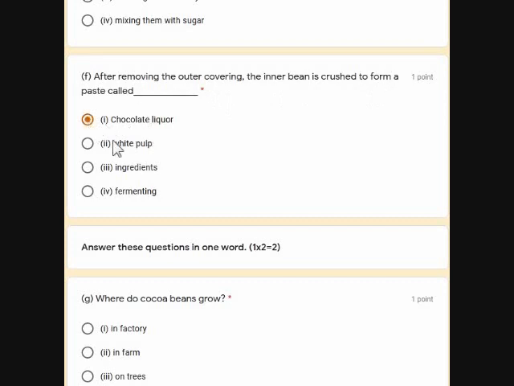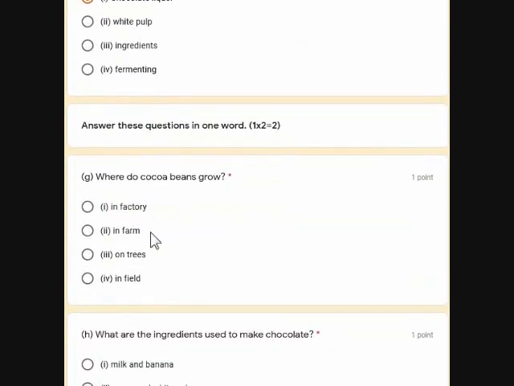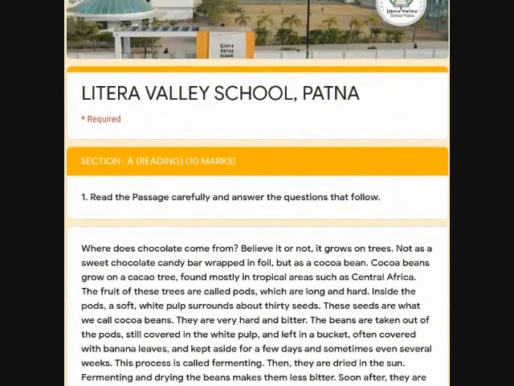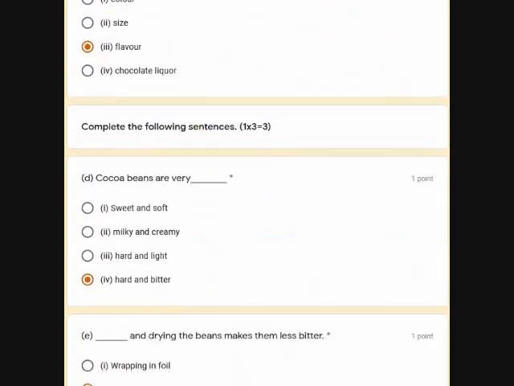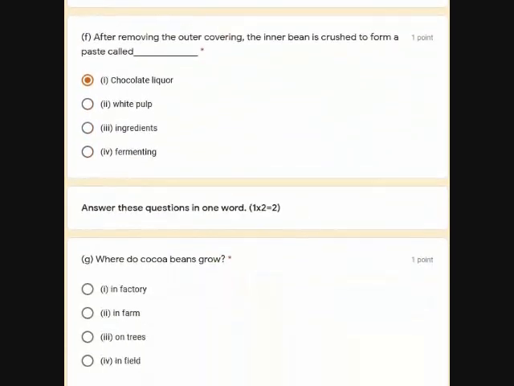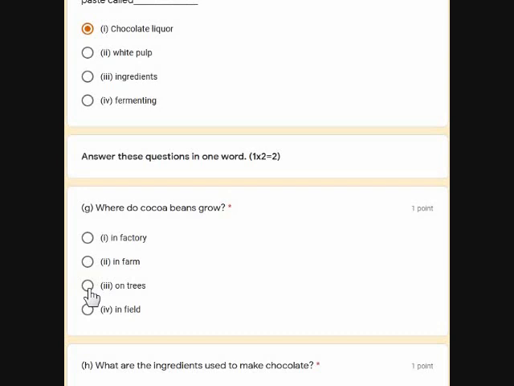Now next, where do cocoa beans grow? As you can see here, it is written, they grow on trees. In the beginning we have seen this, so the correct option is option number 3, that is on trees.